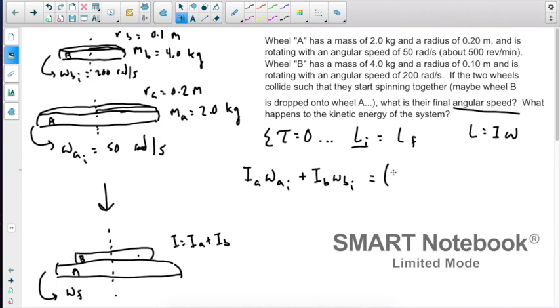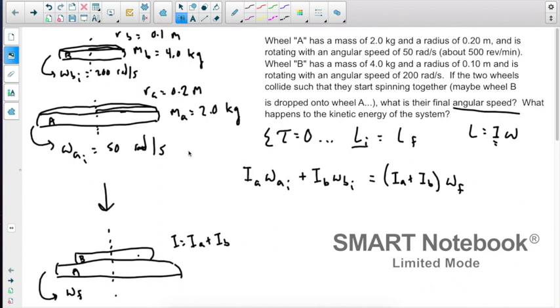So I'm going to get IA plus IB. That's going to be my final rotational inertia. And then they're going to have one common final angular speed, just like that. Right? So now all I need to do is, looks like I'm actually going to have to calculate the I values, don't I? Because they were not given to me.